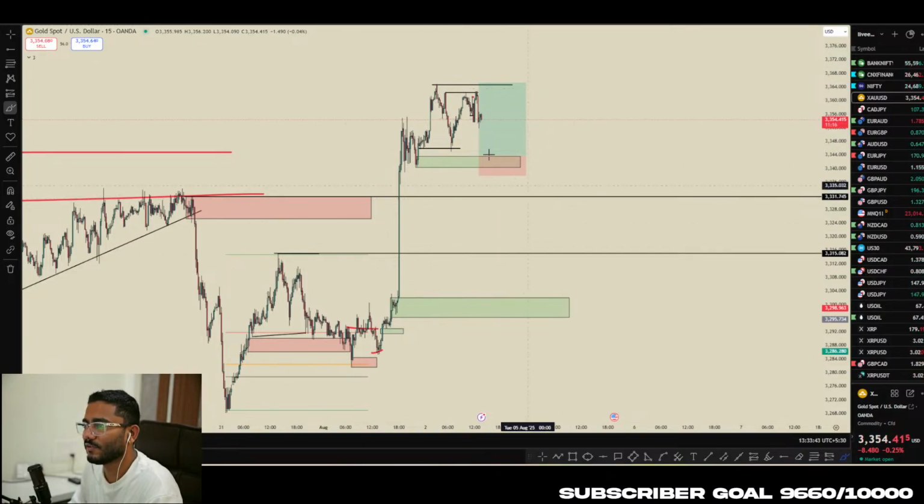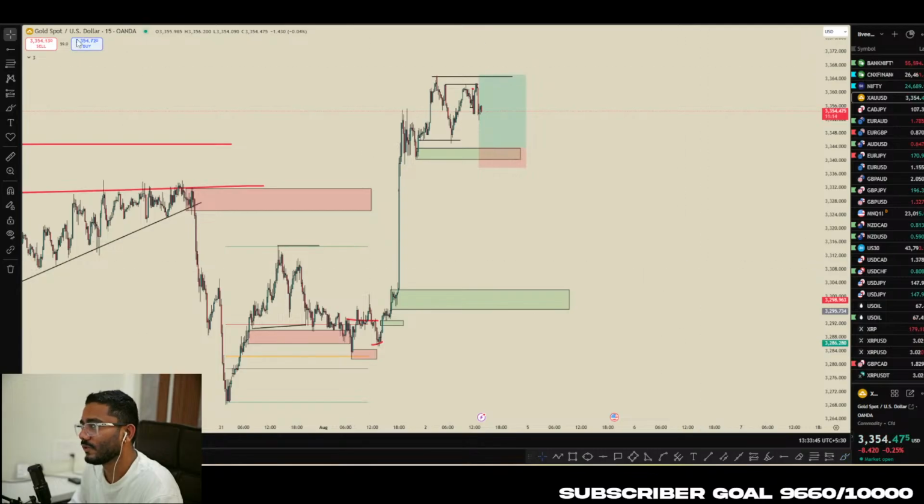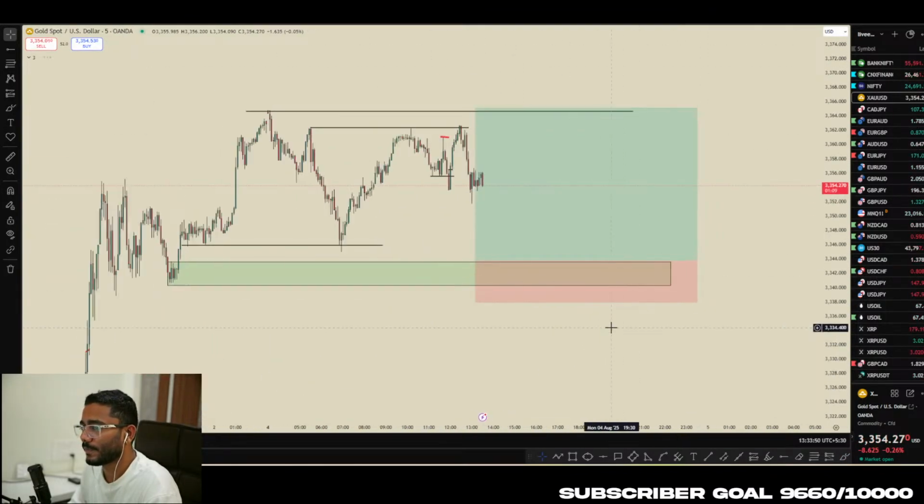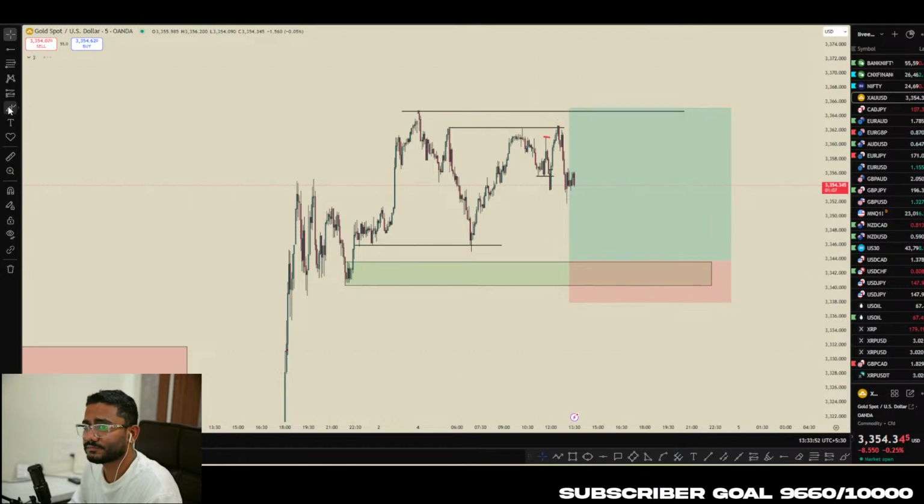Like if price comes, it will sweep all this liquidity and then it can continue. But right now we have this order block, so we have to wait for price to give us some kind of reaction. Then only we look for entry. It should give us a bullish engulfing while giving a liquidity sweep.